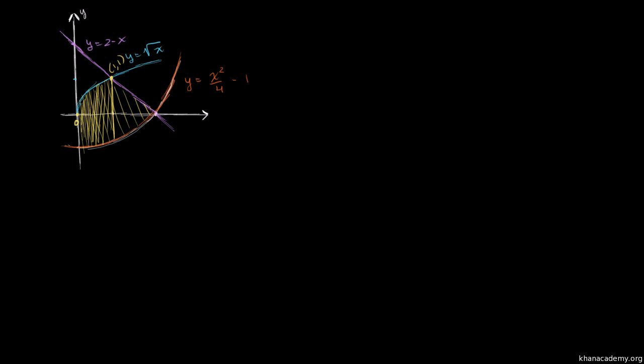Then we can separately tackle the area of the region from x is equal to 1 to x is equal to 2, where y equals 2 minus x is the upper function. So let's do it. Let's first think about this first region. That's going to be the definite integral from x is equal to 0 to x is equal to 1. Our upper function is square root of x, and from that we want to subtract our lower function, x squared over 4 minus 1. And then, of course, we have our dx.